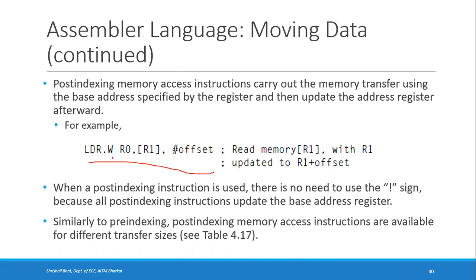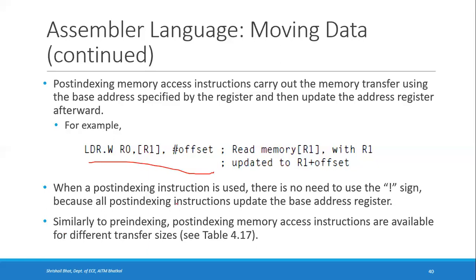Here ldr.w r0 comma r1, in the brackets there is only r1. There is no r1 comma hash offset or something like that. So what happens here is the contents of the memory location pointed by R1 will be first copied into R0. Then R1 will be updated with R1 plus offset. So after the memory access, the base register is updated. That is called post-indexing.